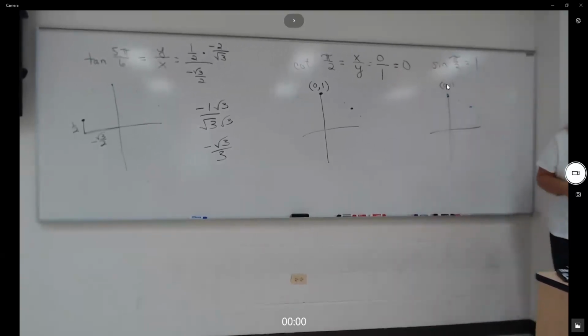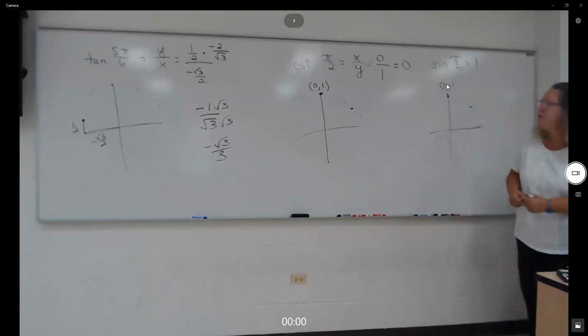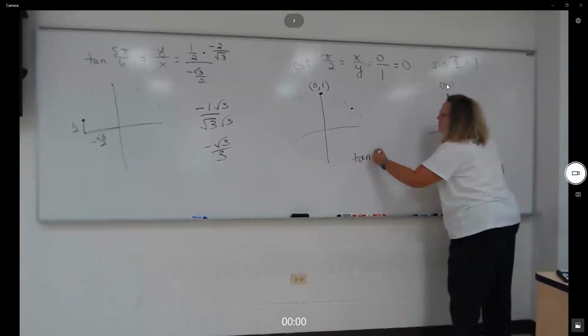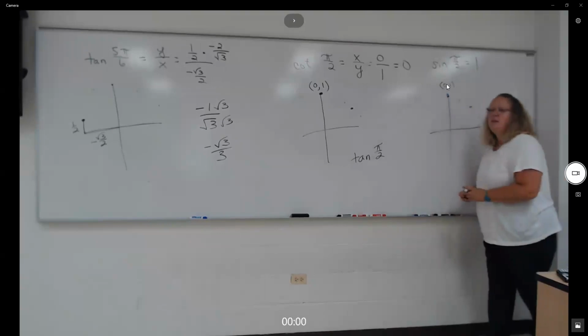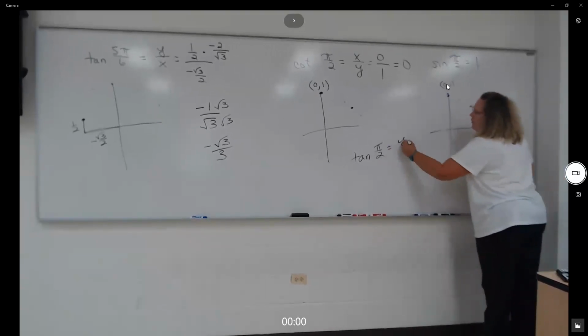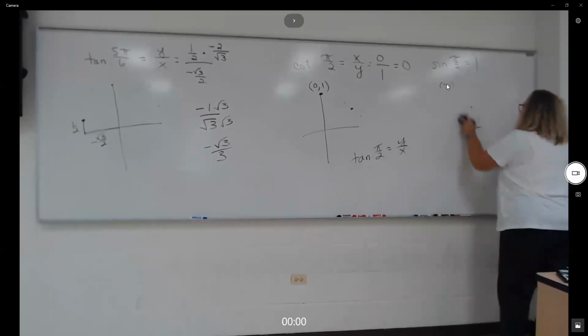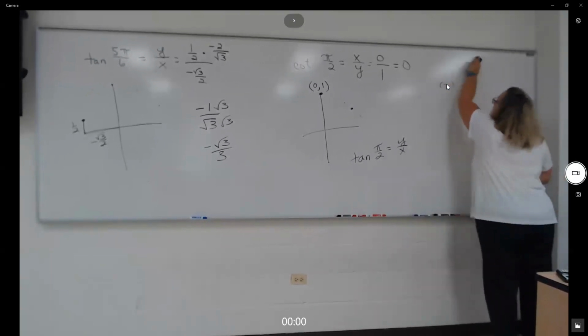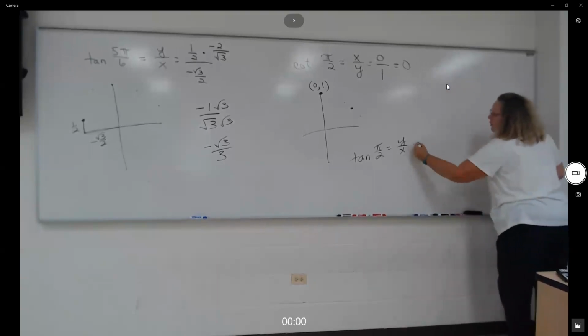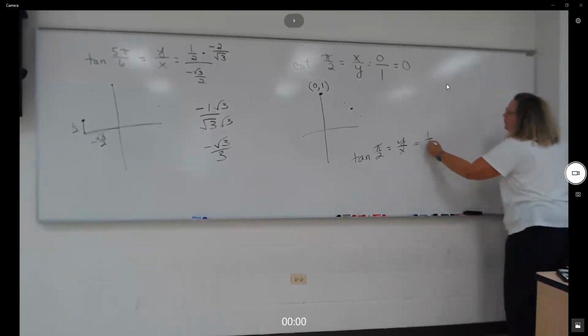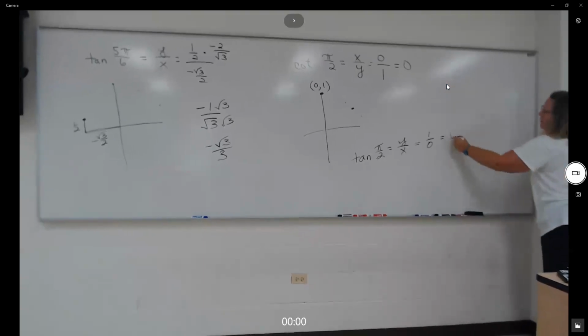What happens if it was 1 over 0? What's our answer there? We just got done talking about that yesterday, right? 0 on the bottom's a problem. We write down undefined. Let's do tangent of pi over 2. Tangent of pi over 2 is y over x. So that would be 1 over 0, and that is undefined.